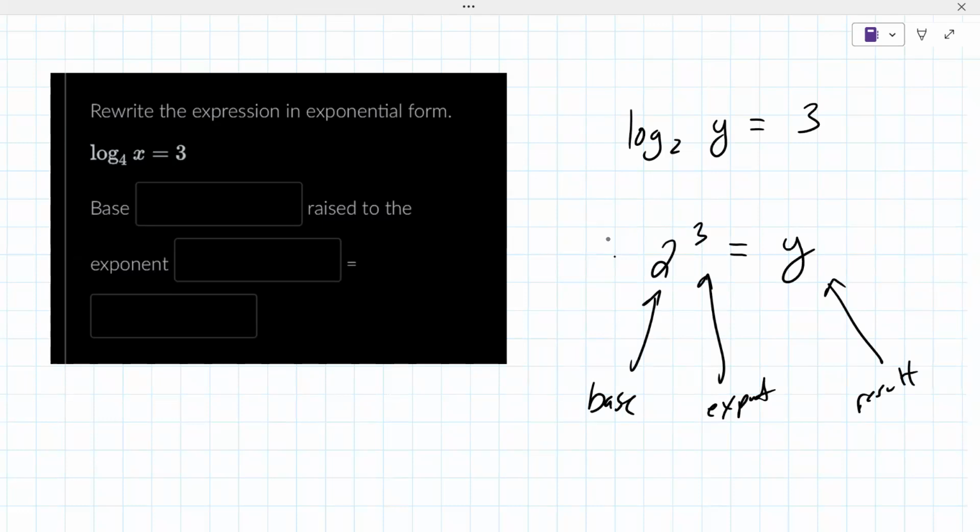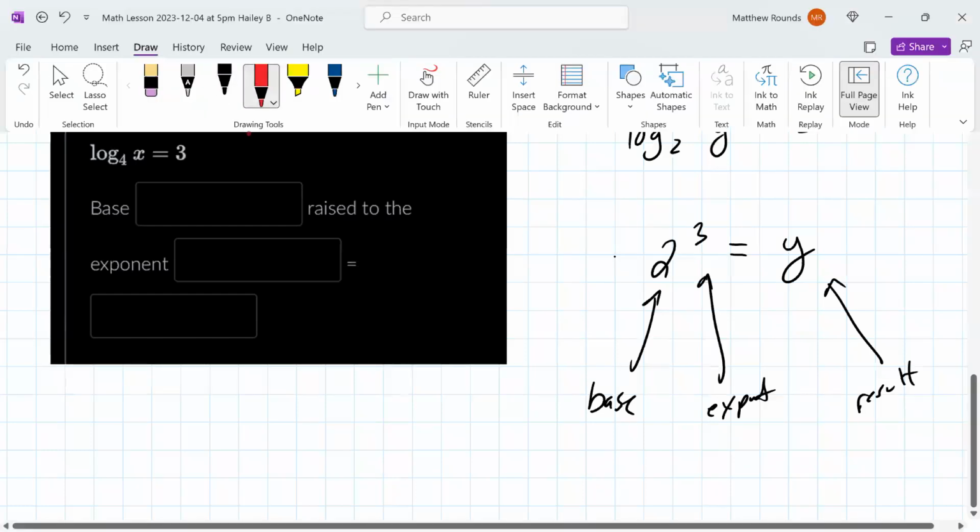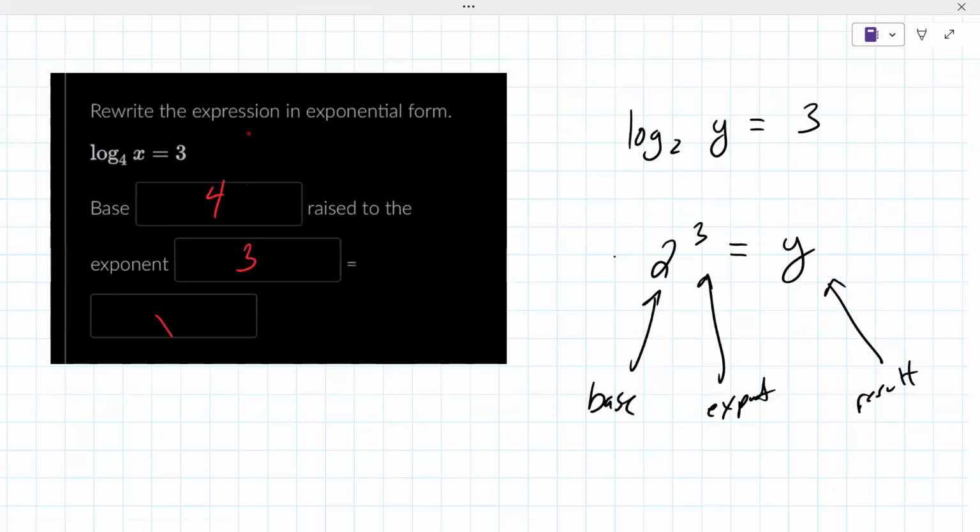Would it be 4 raised to 3 equals x? No, you don't. Okay. So sometimes they actually want a number. I guess this is just the standard rewrite problem here.